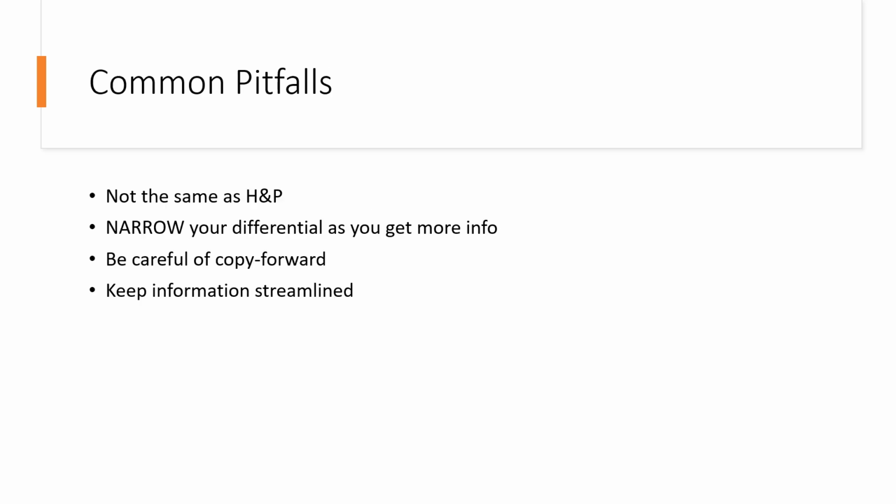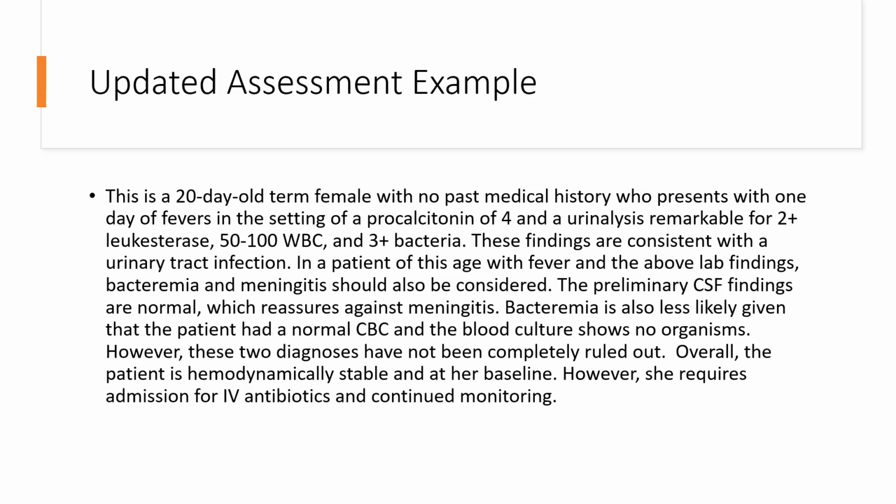However, the progress note assessment and plan should not be the same as that in the H&P. As the patient's hospital course progresses, their differential should narrow. Keep information up to date and don't copy forward things that are no longer relevant. Avoid note bloat. Let's look at an example of an H&P assessment from the last video and work through how we would update this as the hospital course progresses.